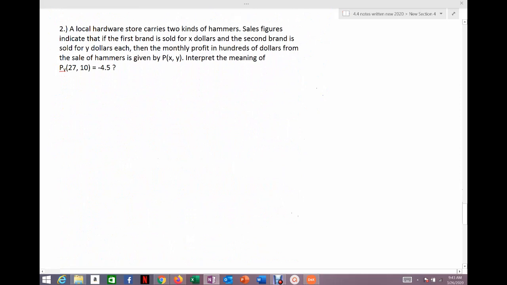All right, so now we're just going to practice this. A local hardware store carries two kinds of hammers. The sales figures indicate the first brand is sold for X dollars, so our X value represents the dollar price of the first hammer. The second brand is Y dollars, so Y represents the price of the second hammer. Monthly profit, and I've got to remember it's in hundreds of dollars, from the sales of hammers is given by this P of X, Y.